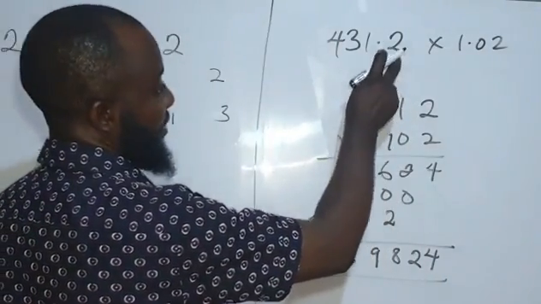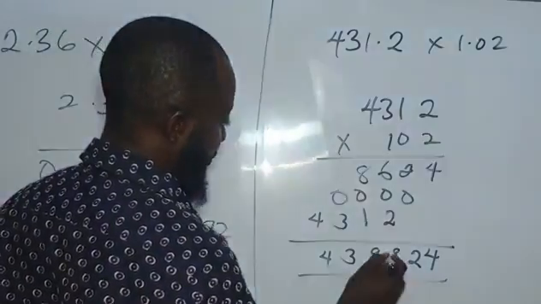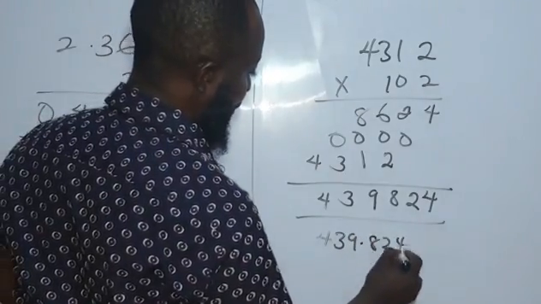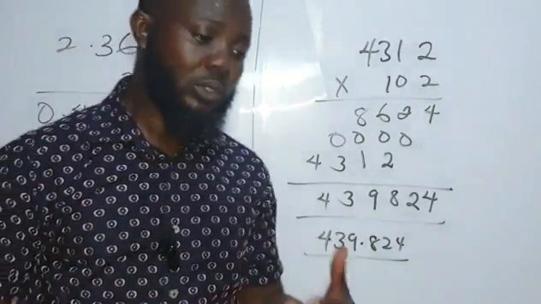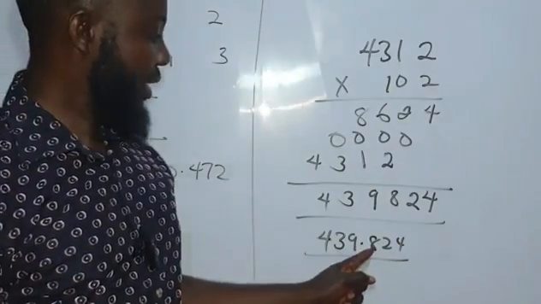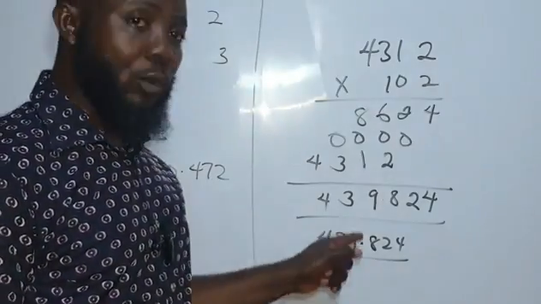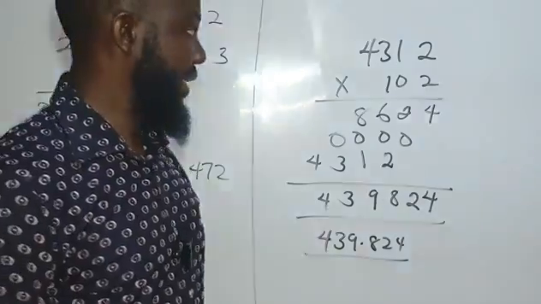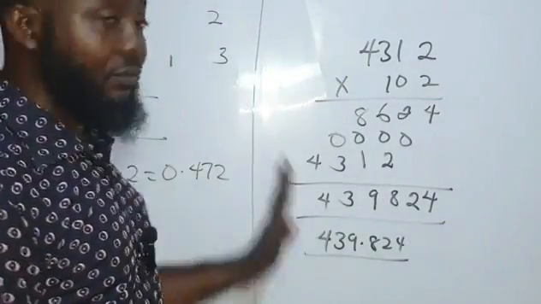You have 1 digit after the decimal point here. You have 2 digits after the decimal point. Count 3. That makes 3: 1, 2, 3. So which means your answer will then be 439.824. Now take note of something. When you are reading a decimal number, the digits after the decimal point are pronounced one by one. You will not say 824. That's wrong pronunciation. So it should be 439.8-2-4. You pick the digits one by one when you are reading it. I hope this is very clear. So that is that on multiplication of decimals.